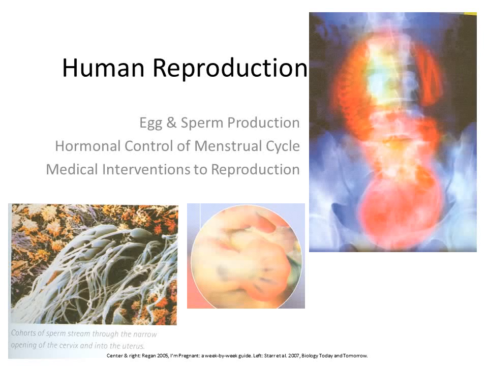We now turn to aspects of human reproduction, first by comparing egg and sperm production amongst birds and humans, then looking at hormonal control of the cycles within a female, and finally looking at some of the medical interventions to reproduction. Of the figures you see on this slide, the far right shows an X-ray of a fetus in red superimposed over the maternal skeleton in blue.